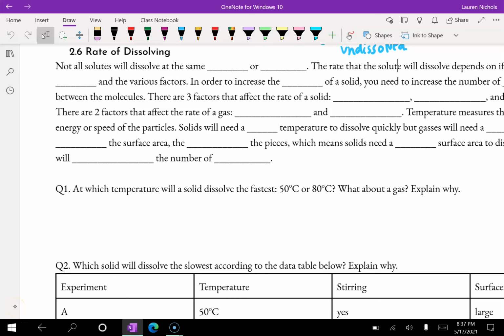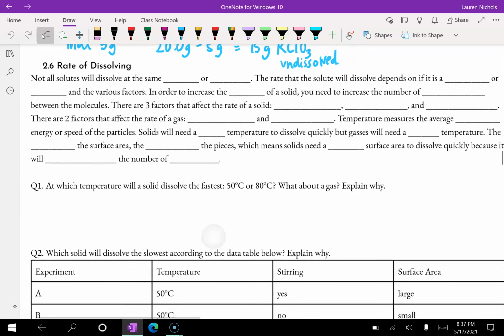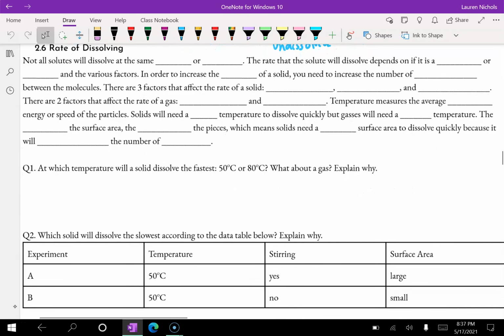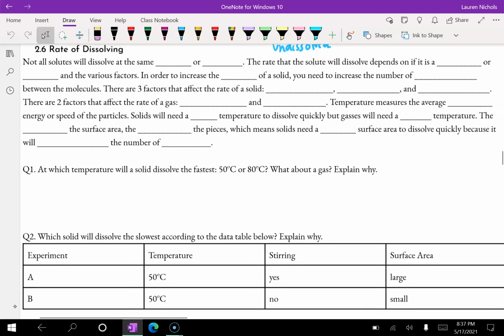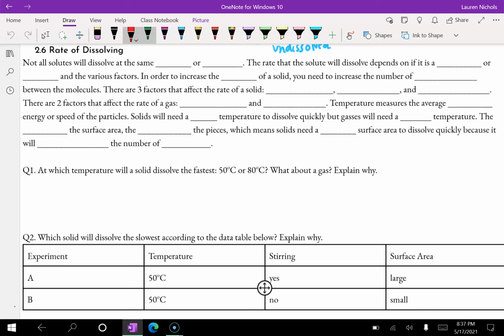All right, everybody, so this is the next part of our review for your study guide. So we're going to go through section 2.6, so unit 2, skill number 6, and we're going to talk about the rate of dissolving. So let's go ahead and fill in these blanks that kind of explain what's going on.